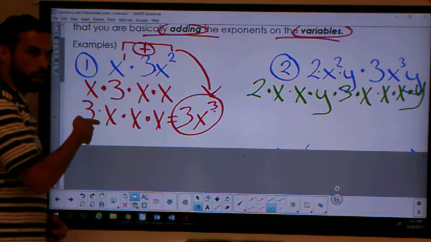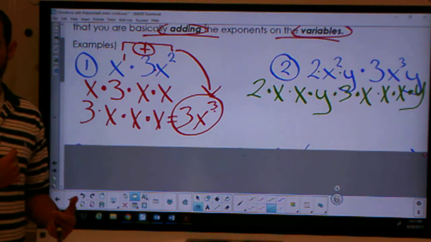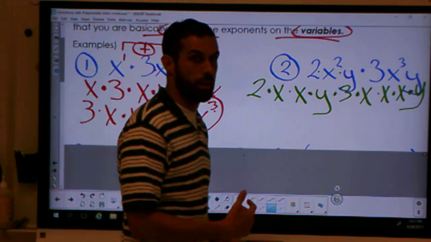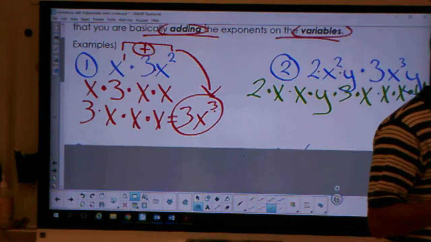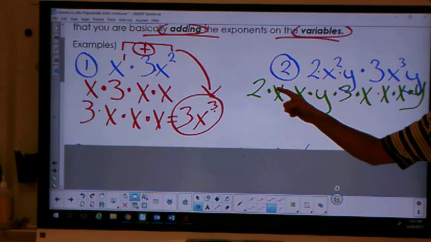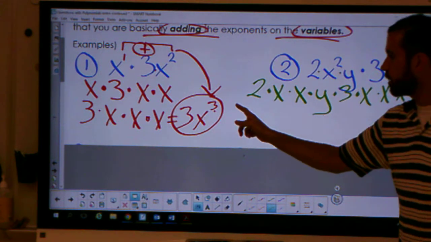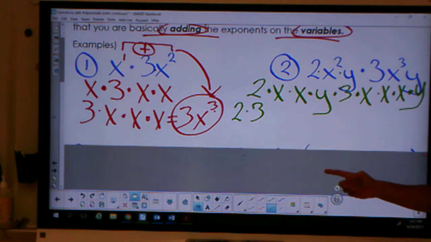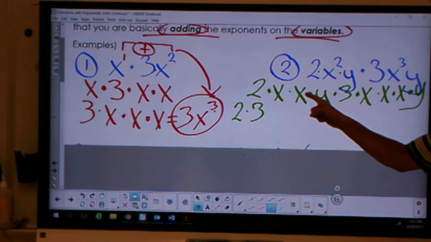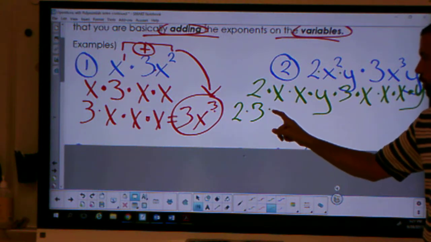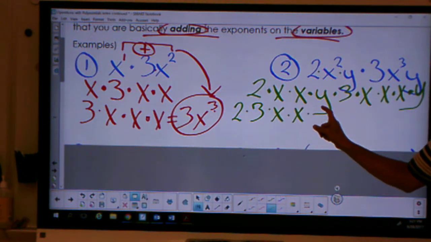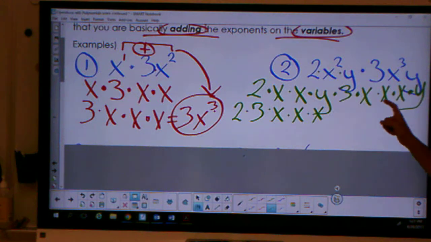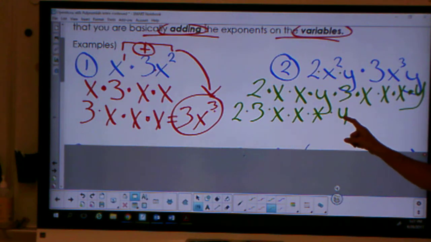Just like before, the order in which you multiply numbers and variables doesn't matter. You can always rearrange it. So I'm going to put the numbers in front. 2 times 3, 6. We'll get to that in a second. And then x, x, and then 3 more x's. So 1, 2, 3. And then we have 2 y's. So y, y.